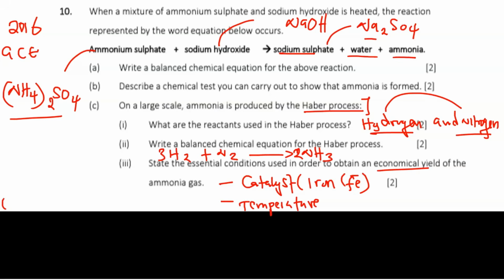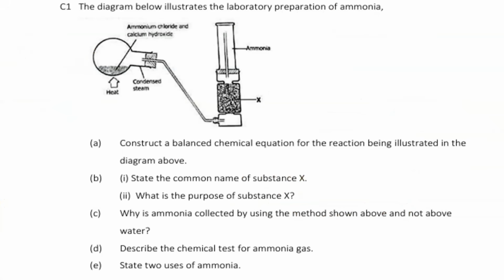So in the Haber process, the temperature is around 450 to 500 degrees Celsius. And of course we also have the pressure, of around 250 atm. Okay, so these are the conditions necessary. So we have fully answered this question, and this gives us 10 marks.